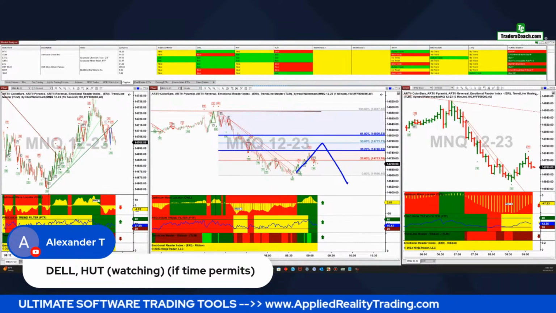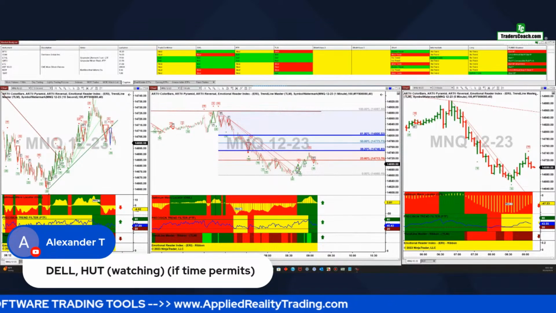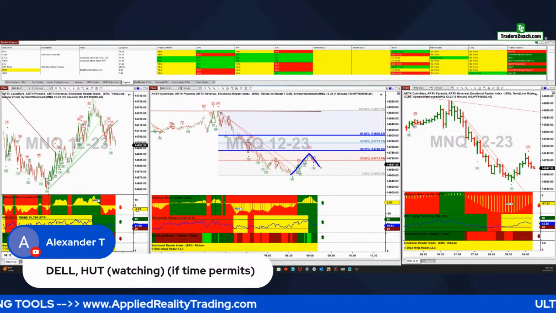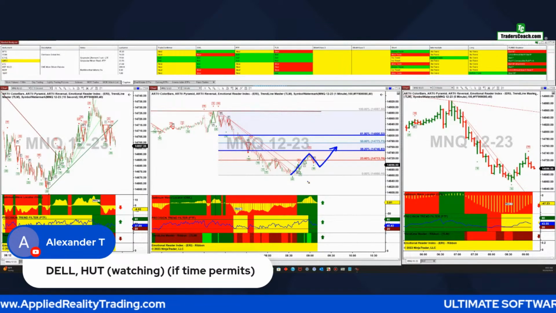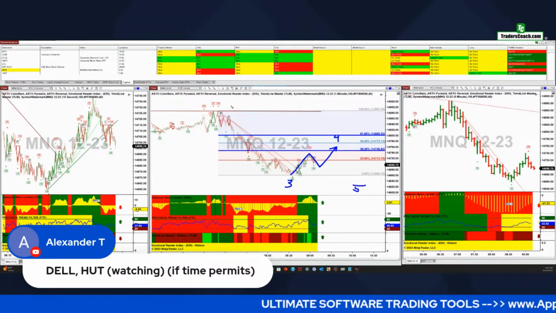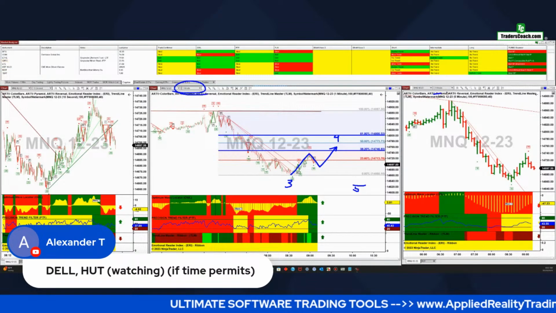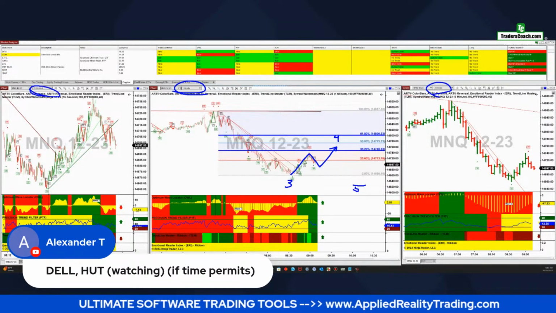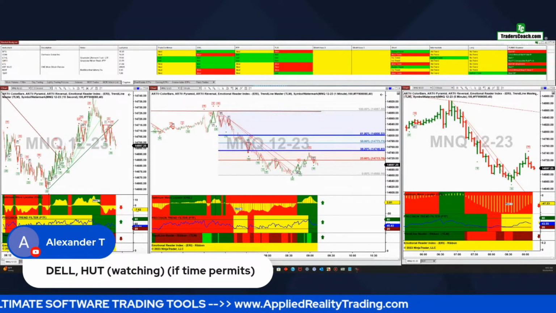So boom, boom, that type of thing. So I think this is probably an A, maybe a B and C. Let's have to see. All right. So 3, 4, 5. This time frame is a 1 minute. This is a 5 minute. And this is a 15 second. So a lot different than the other time frames we looked at.